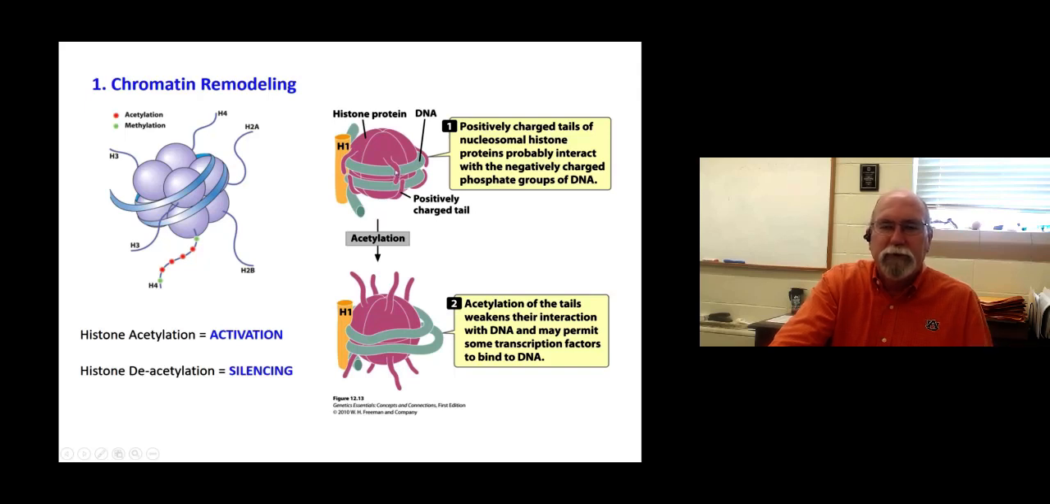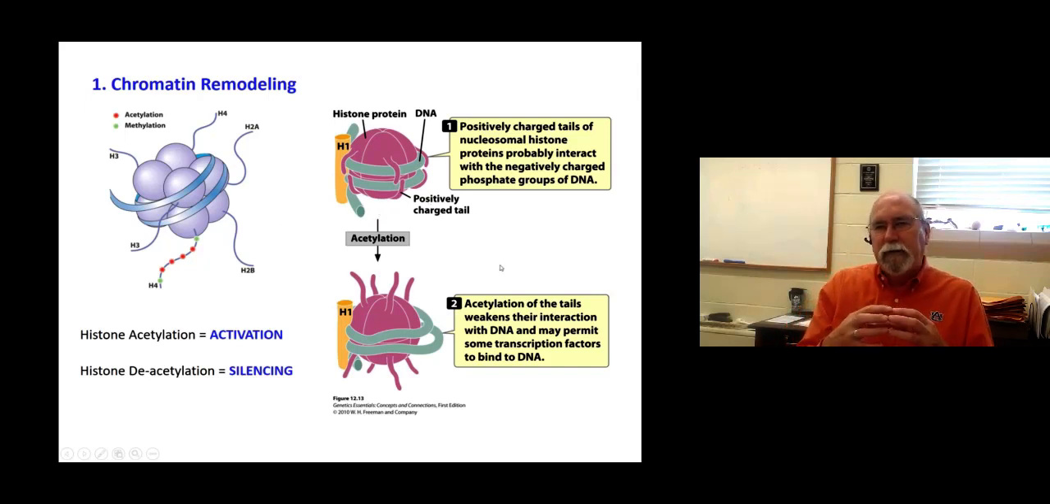Your book shows it as acetylation, and if it's deacetylated, the tails fold down and hold on to the DNA tightly, and you can't really get much out of it. Acetylated, that opens the tails up, and the DNA is much looser, and then it can be read. And that's certainly true. Acetylating it will activate it and allow it to form. Deacetylating it will shut it down.